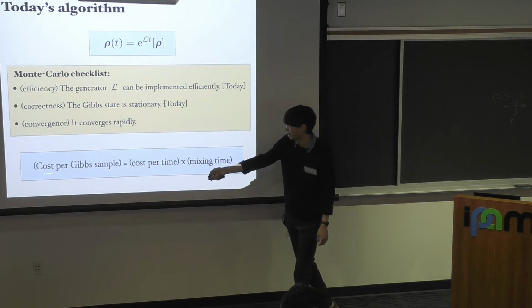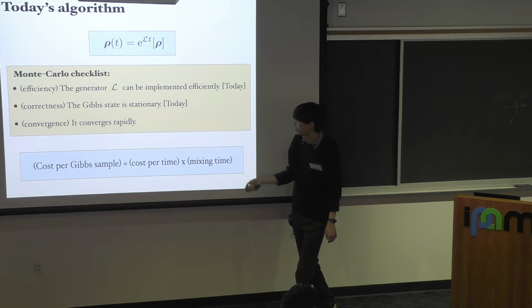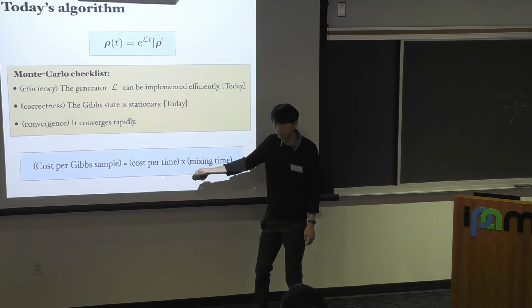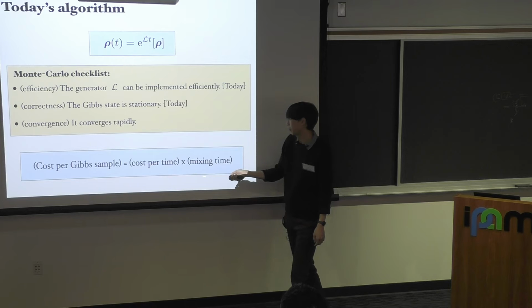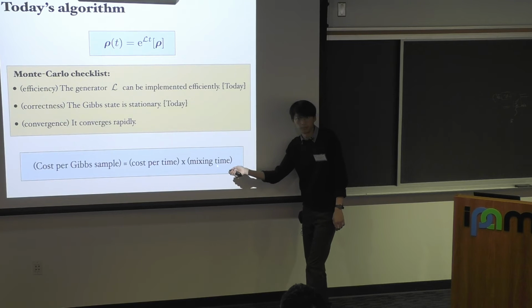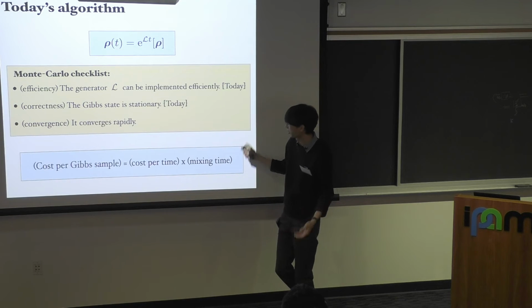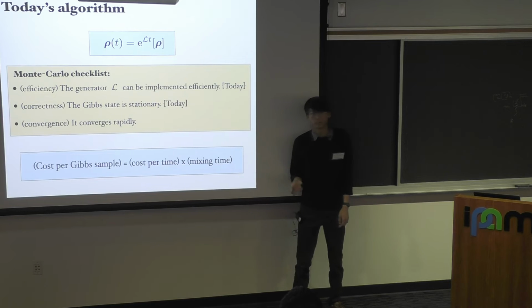Therefore, you can write down the complexity per quantum Gibbs sample. It's going to be the cost per time, just to implement this exponential of L times t, multiplied by the quantum mixing time. So now the complexity of Gibbs sampling reduces to the mixing time.